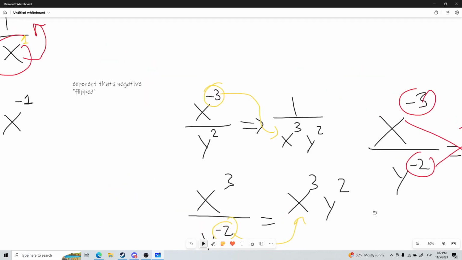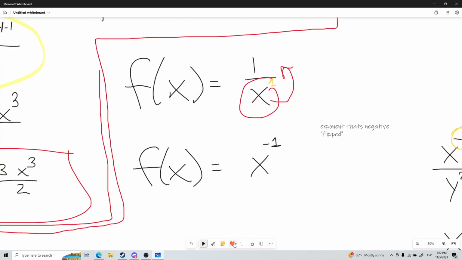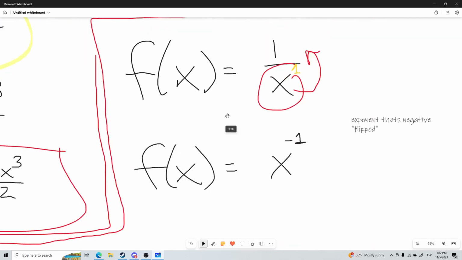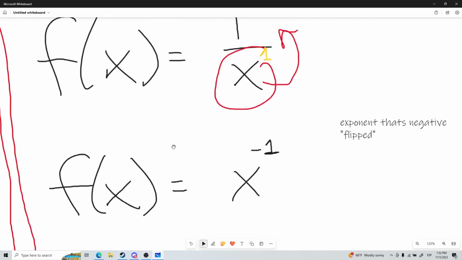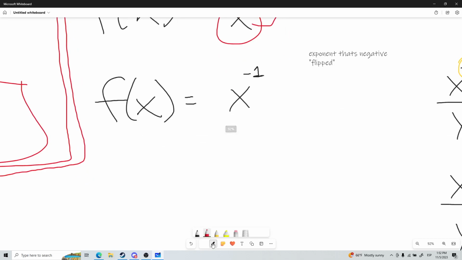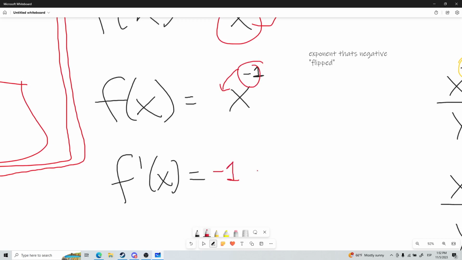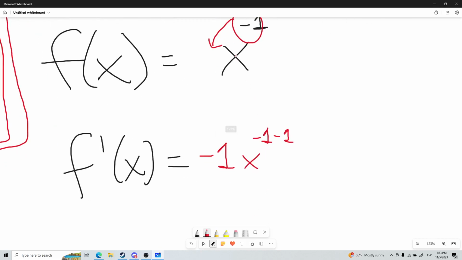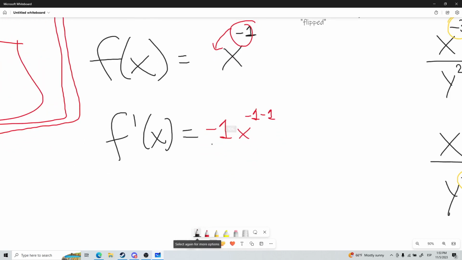Period. Okay? So, take that extra step before you do the derivative. I have not done the derivative yet. Before you do the derivative, flip it. It's going to be easier on you. Once you flip it, you do the derivative. Same idea as before. This -1 goes in front. So you end up with -1 times x, with x being to the power of -1 minus 1. Yes, it looks weird, but if you follow the process, you're going to get the answer.